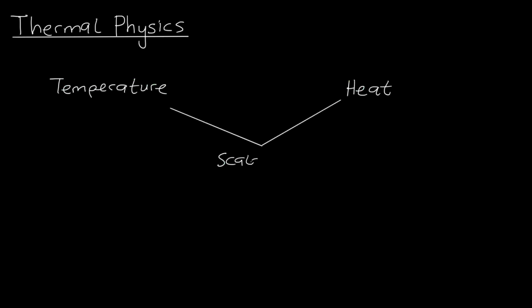Temperature and heat are both scalar quantities, and temperature is measured in degrees Celsius or degrees Fahrenheit or Kelvin, which is the absolute temperature scale. Heat, which is a form of energy, is measured in the same unit as energy, the joule.